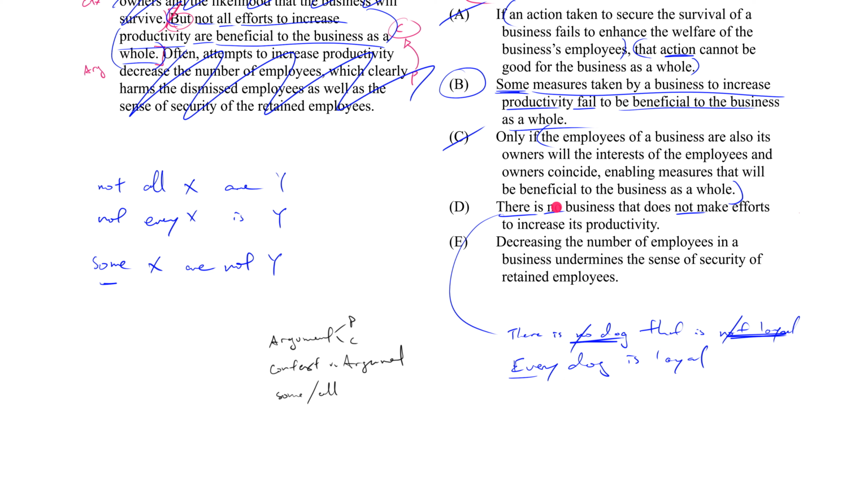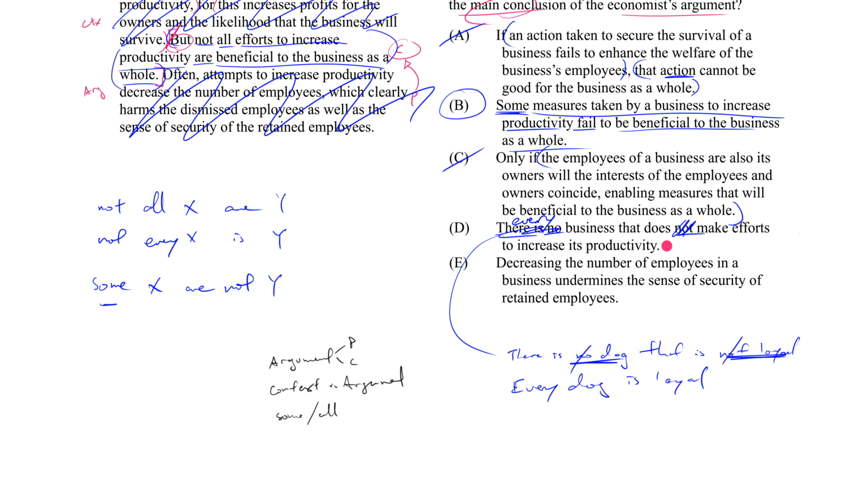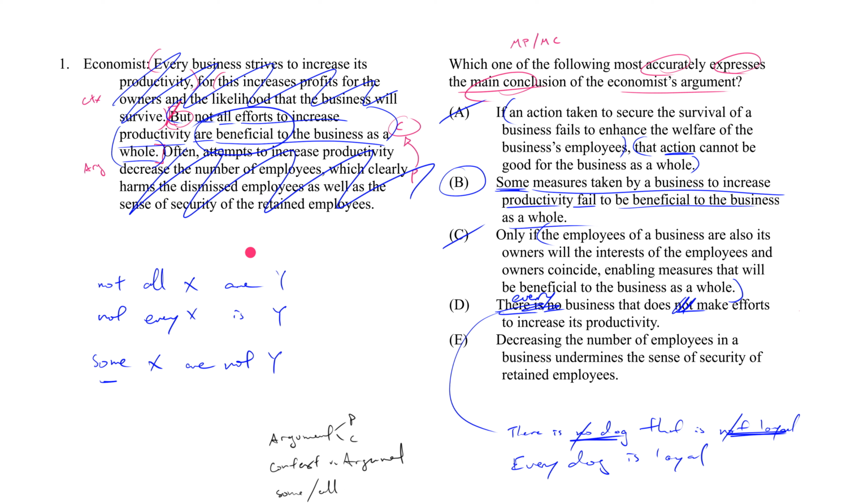So applying it back to this, we would say every business does make efforts to increase its productivity. All right, great. Now we understand what the sentence is saying without the complicating double negatives. Every business makes an effort to increase its productivity. I get that. Is that what the sentence is saying? The answer is no. That's the simple reason why it's wrong.